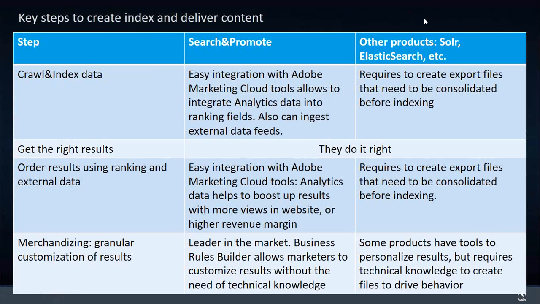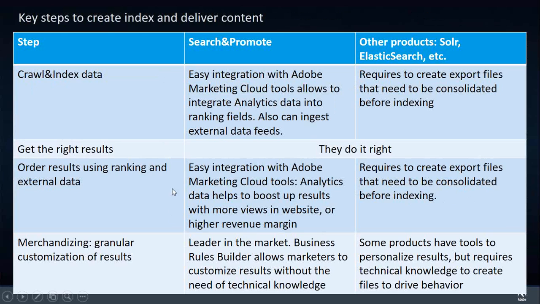Now, order the results using ranking and external data. For example, as I told you, this external data that we can have from Google Analytics, Bazaarvoice, or Google Merchants, Search and Promote can use it seamlessly. Part of the product, you can boost the rules up or down, no problem. And Solr and Elasticsearch require some export files and probably some customization to join the data. Search and Promote can also get this external data and make it part of the index, so they will play at the same level there.